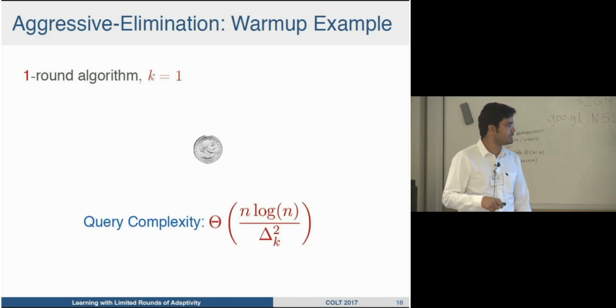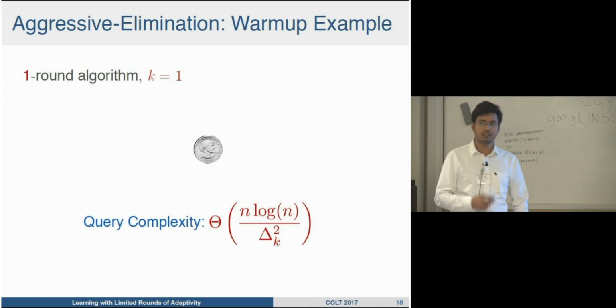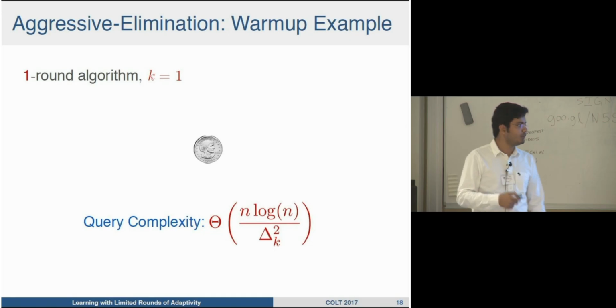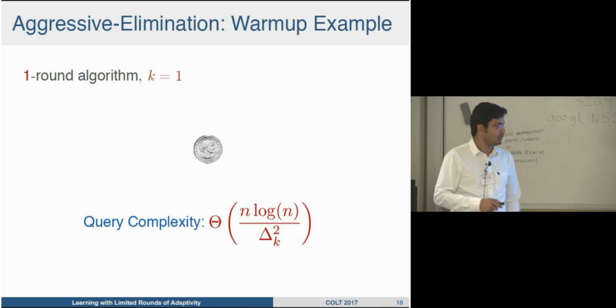The query complexity is n log n over delta k squared. Now, one would expect the query complexity would be at least linear in n, but what about this log n factor? We can show that a 1 round algorithm needs this log n factor. You can't get rid of this. So can we allow ourselves 1 more round and maybe get rid of this log n factor, or reduce it to something better?